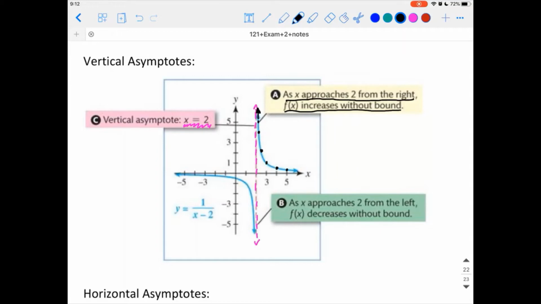So the notation for all of this actually is going to be: as x approaches 2 from the right hand side, so the right hand side is positive here, then f of x is headed towards infinity. That's how we write it.